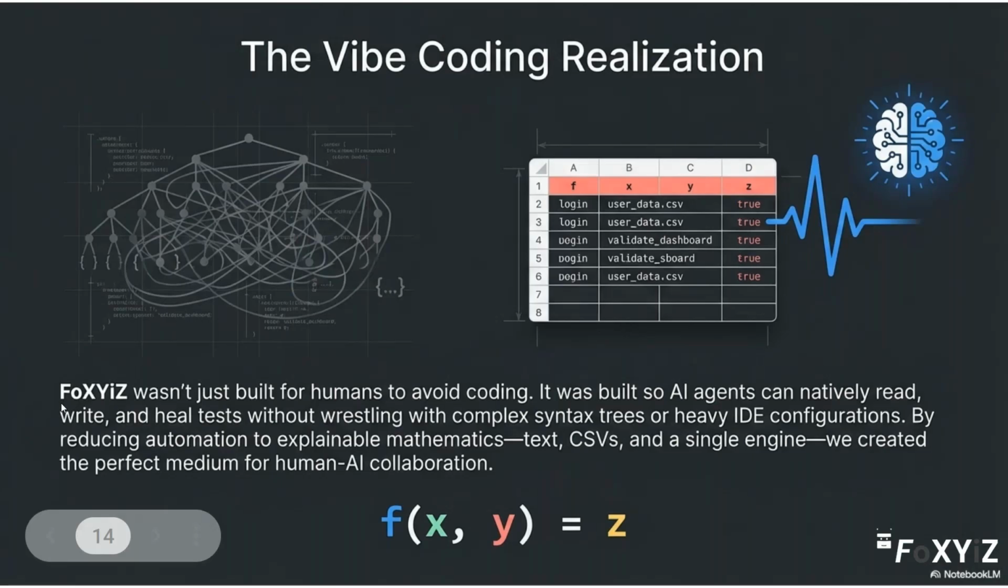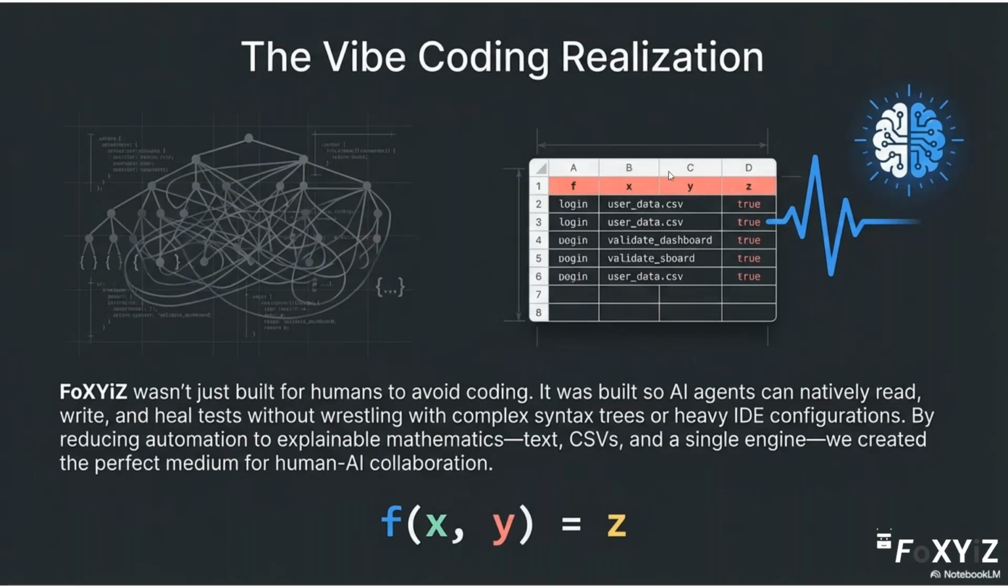Let's read this. FoXYiZ wasn't just built for humans to avoid coding. It was just not for humans, team. I mean, it was absolutely built for humans, but it was also for AI agents. So December 2024 is when I started working on FoXYiZ. By August 15th, 2025, we released the first MVP. And it's all because of AI. All that we were doing was easy vibe coding.